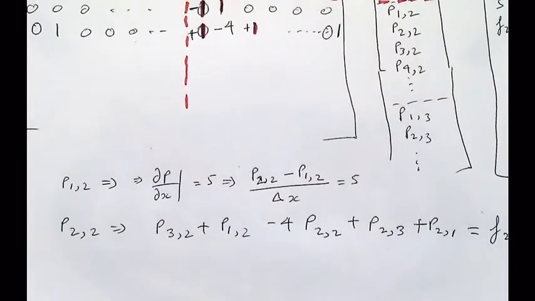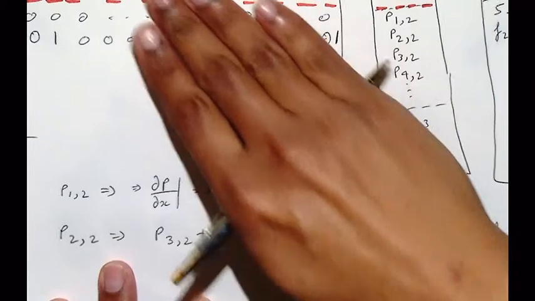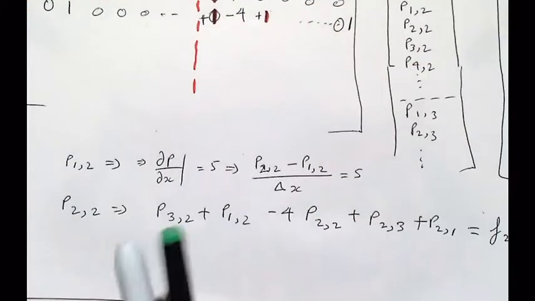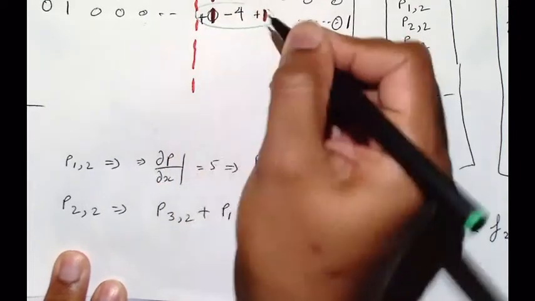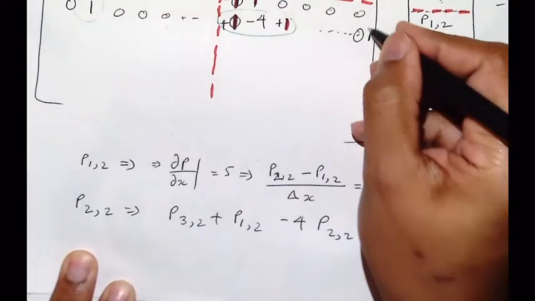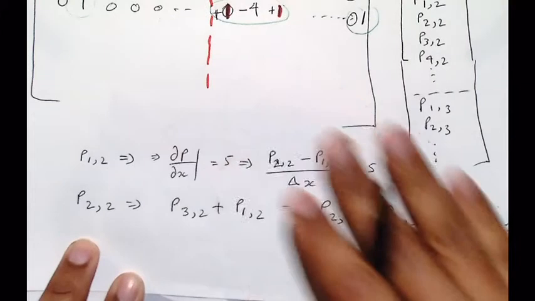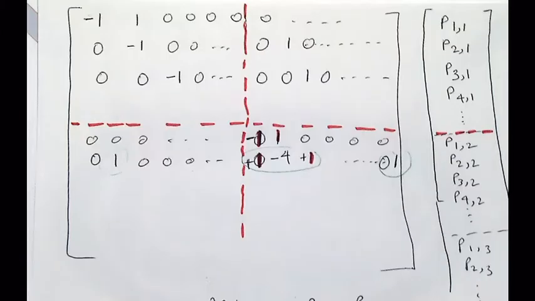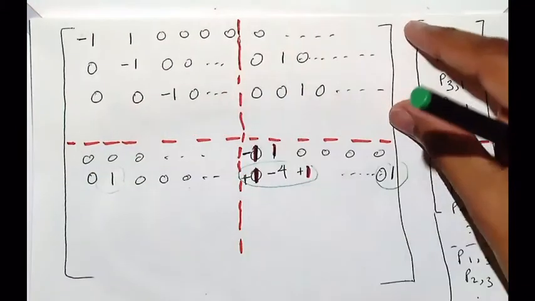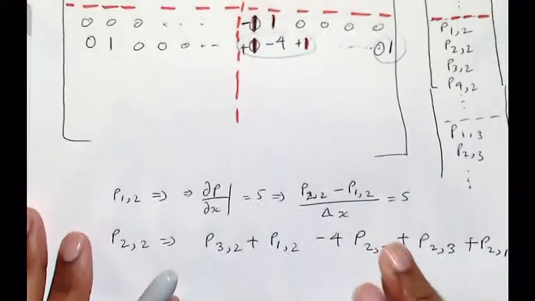Okay, and this will keep following. So we have 2 terms over here, 3 terms over here, 1 term here, and 1 here. And this pattern will keep going for all the inner nodes. Only at the boundaries will the matrix look different. So this is the first boundary, and the bottom boundary will also look different.